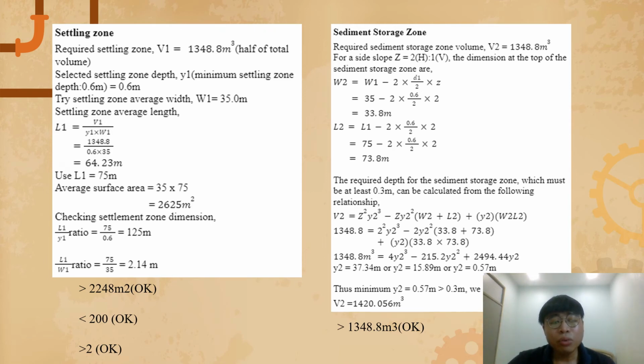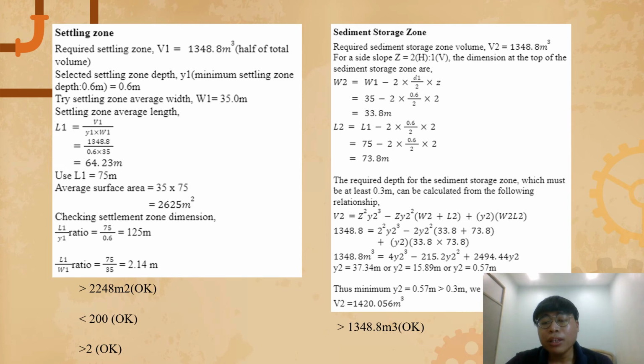Checking the settling zone, the first one is 125 meters, smaller than 200, and the second one is 2.14 meters, larger than 2, so it's okay for the settling zone. Now we move to the sediment storage zone. The required sediment storage zone is 1,348.8 cubic meters. For the side slope we use 2 to 1, and then we get the width is 33.8, the length is 73.8. We use the formula to get the Y2.